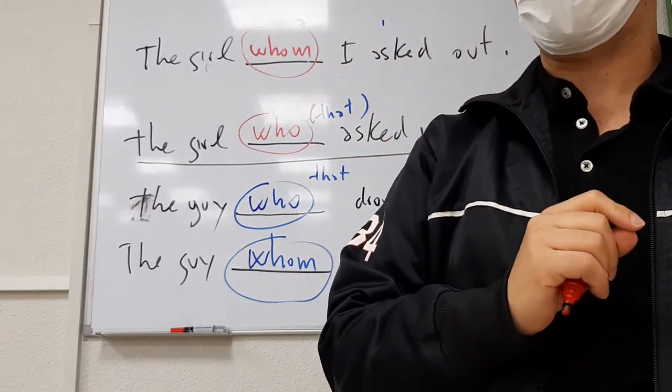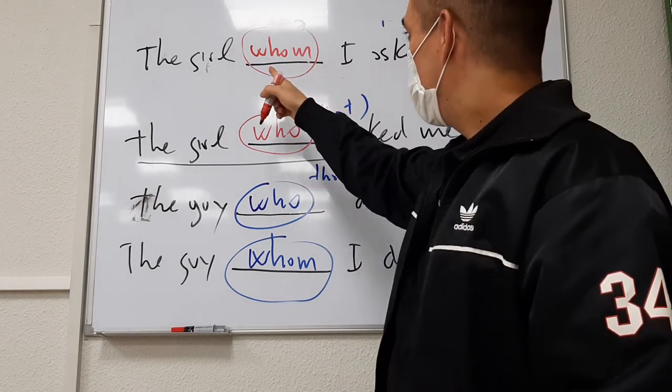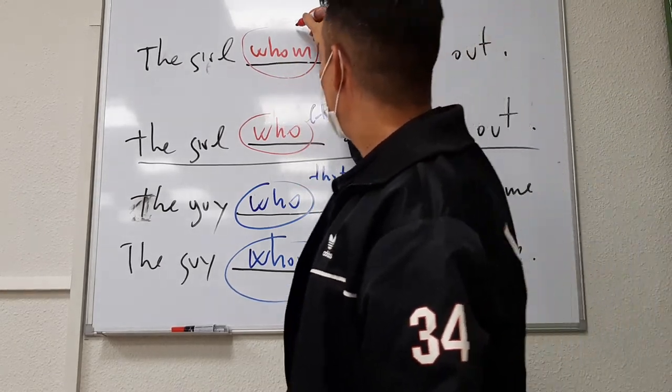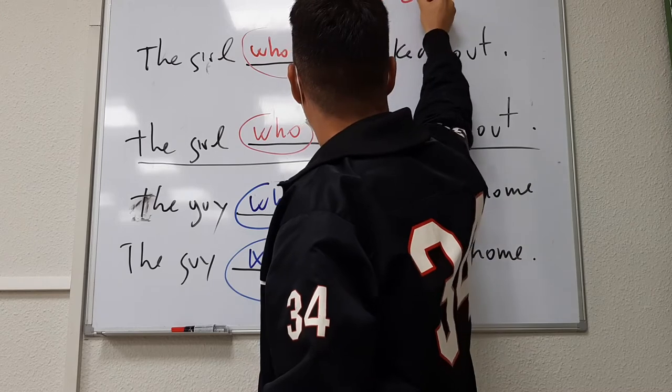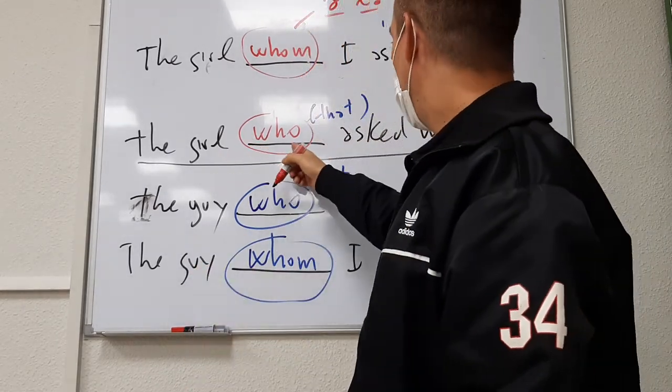That is the difficult explanation. I'm going to give you the easy explanation. You know the super easy explanation? Do you know what it is? The girl whom I asked out. A la cual. The girl who asked me out.